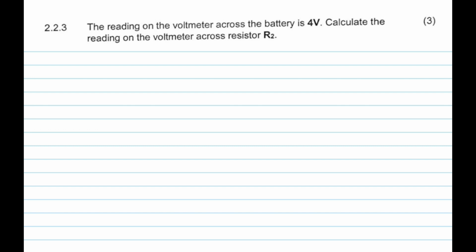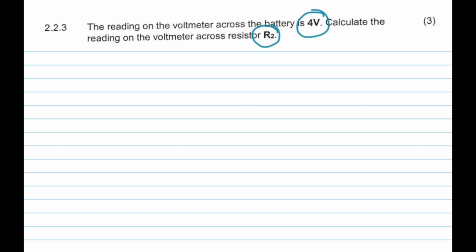Then if we look at question 2.2.3, the reading on the voltmeter across the battery is 4 volt. Calculate the reading on the voltmeter across resistor 2. So again, let's have a look. There's information in the sentence that's important. We want 4 volts, that's across the battery. And we want the reading of the voltmeter across resistor 2. So remember, even though it looks like an R there and you're thinking resistance, they're not actually looking for the resistance, they're looking for the reading on the voltmeter, which means they're looking for potential difference.